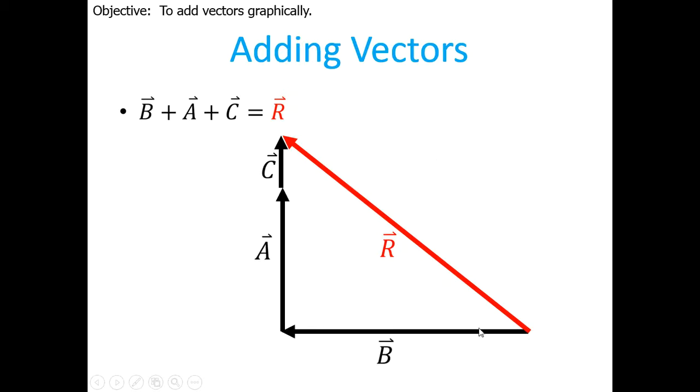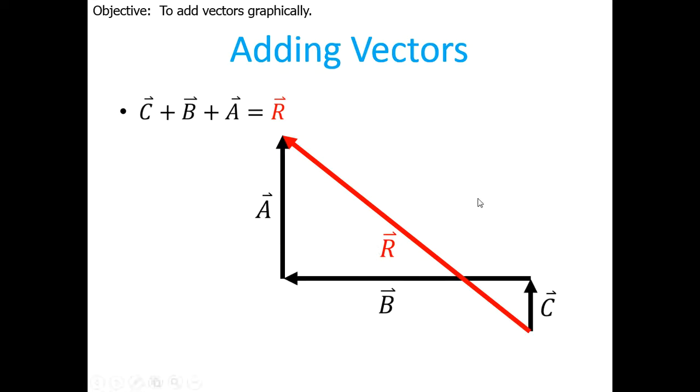I can change the order in which I add my vectors. If I start with B and go over, and then go up with A and then up with C, my resultant is going to be exactly the same as before. Or I can change up the order even more and say I start with C, and then B, and then A. Either way, I'm going to get the same vector.